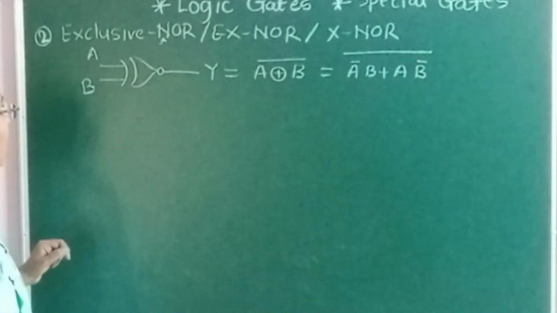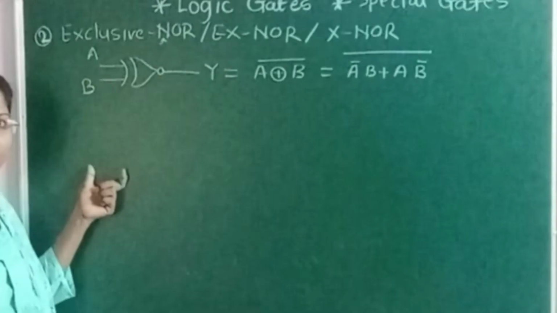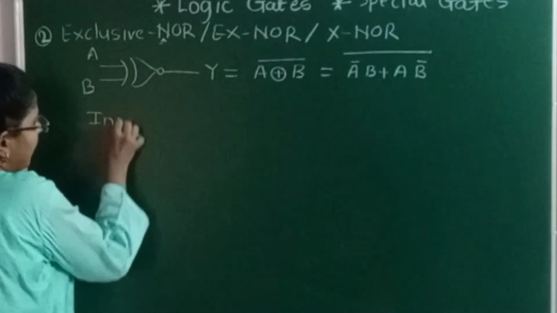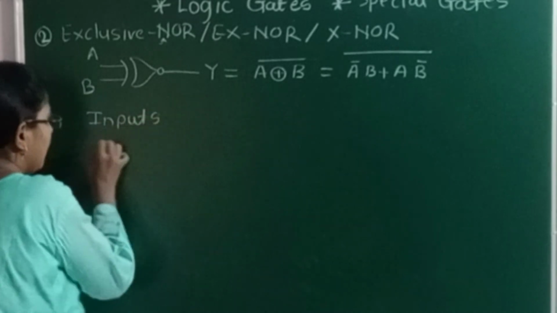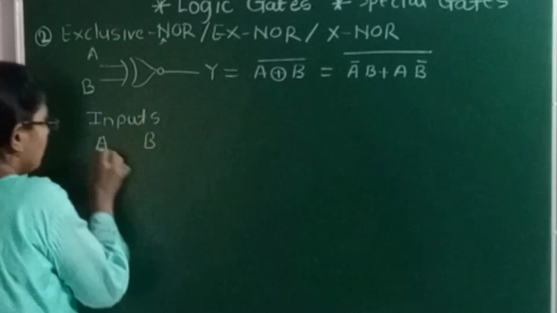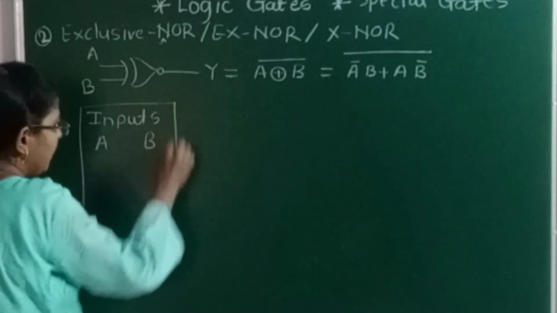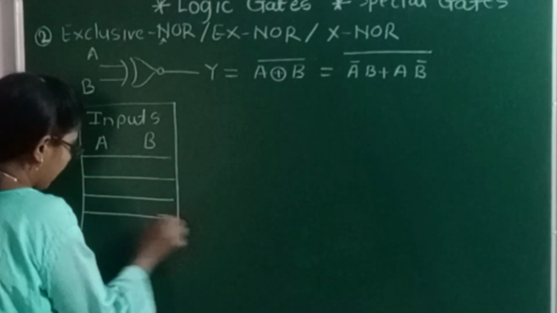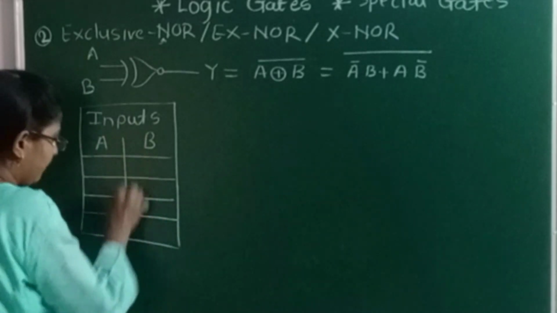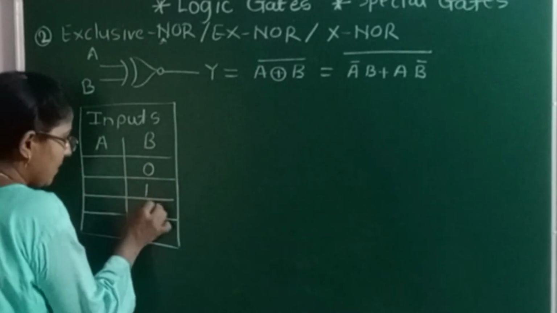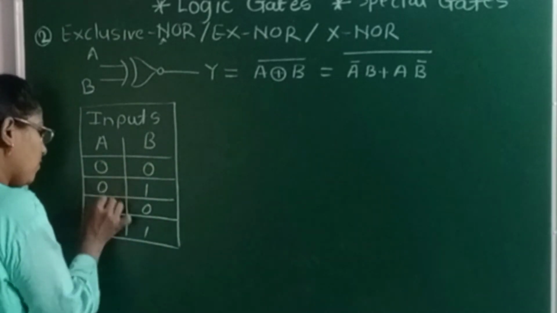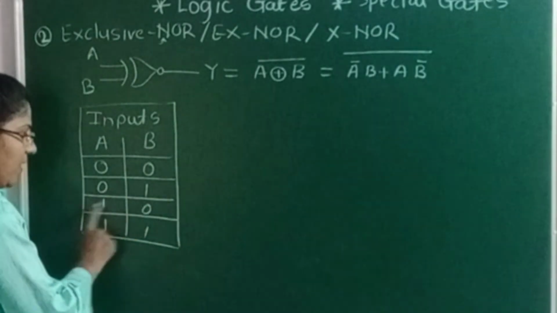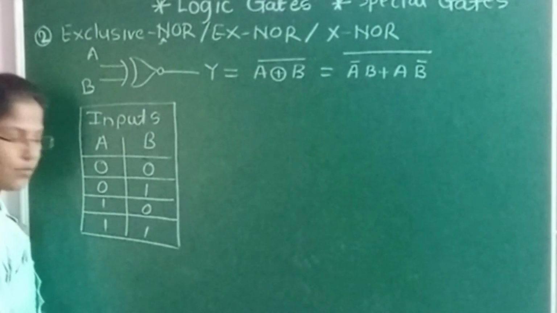Okay. Now we will write the truth table for the exclusive NOR gate. Inputs. How many inputs are there? Two inputs are there, A and B. So 4 input combinations will be there: 1, 2, 3, 4, and those are 0, 1, 0, 1 and 0, 0, 1, 1. After doing the practice, you can write directly 0 0, 0 1, 1 0 and 1 1 also.